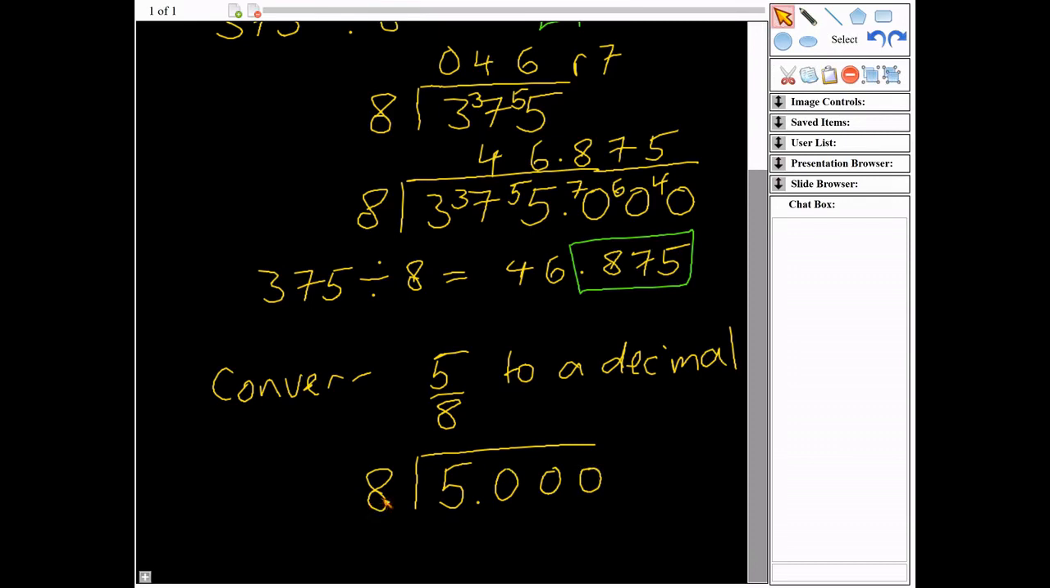Okay, so I would start in exactly the same way as usual. I'd say how many 8s go into 5, which would be 0. I put my decimal point because I've got my decimal point in the question, so I put the decimal point in the answer in the same place, and I'd have remainder 5. So then I'd say how many 8s are in 50, which would be 6. 6 times 8 is 48, so I'd have a remainder of 2. 8s into 20 would go 2. 2 times 8 is 16, so I'd have a remainder of 4. And then 8 into 40 would go 5. So that would mean that 5/8 was 0.625.